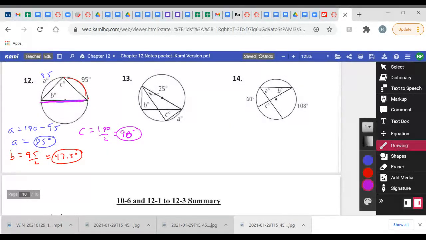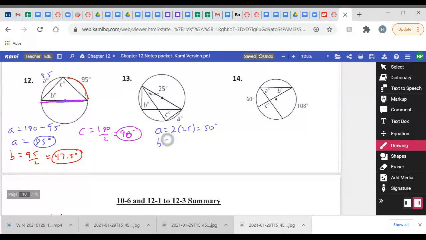All right, on number 13, we can see that arc A has to be double what the 25 is. So A is 2 times 25, which is 50. Okay, I can see that B meets up with the semicircle, and so B has to be 180, which is half the circle, divided by 2, which is 90. And I can see that C also meets up with the diameter, which is half the circle. So it is also 180 divided by 2, which is 90.